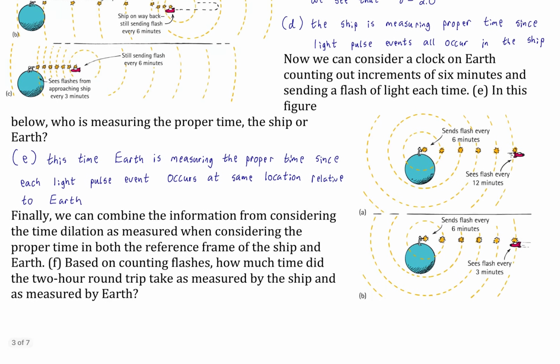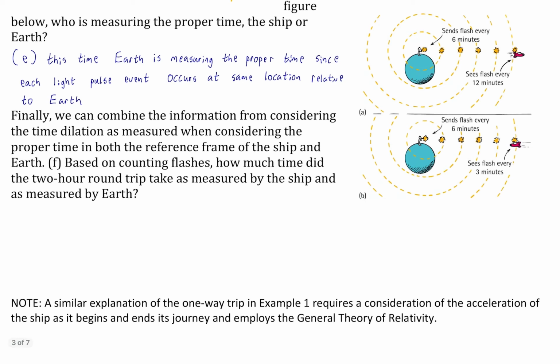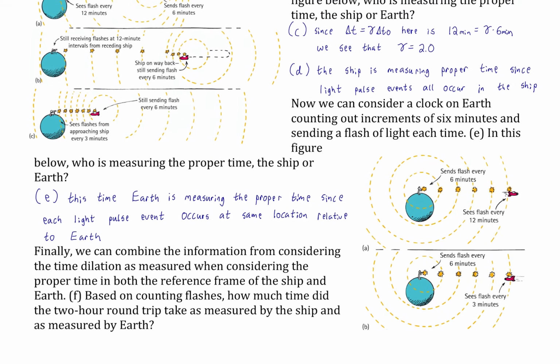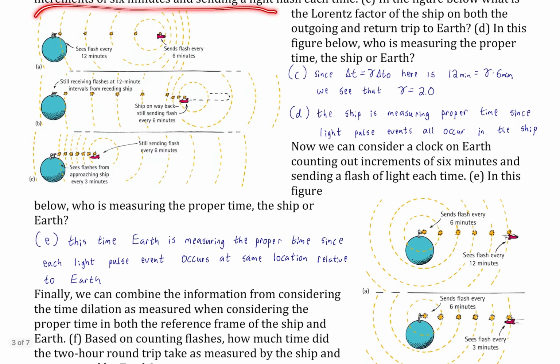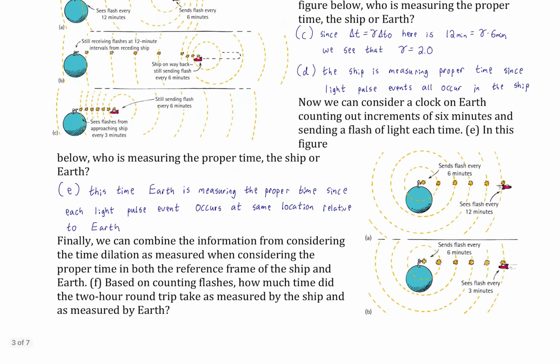So let's then consider what's going on here. Finally, we can combine the information from considering the time dilation as measured when considering the proper time in both the reference frame of the ship and Earth. So based on counting flashes, how much time did the 2-hour round trip take as measured by the ship and as measured by Earth? And in this case, we'll just go ahead and consider the case above with the round trip, shown in these three figures A, B, and C. All right, so let me zoom out a bit so we can see it all together.